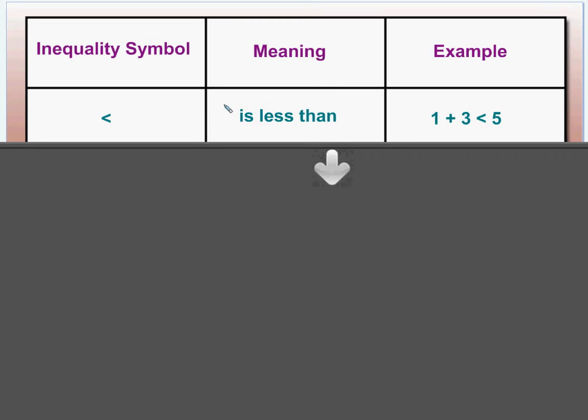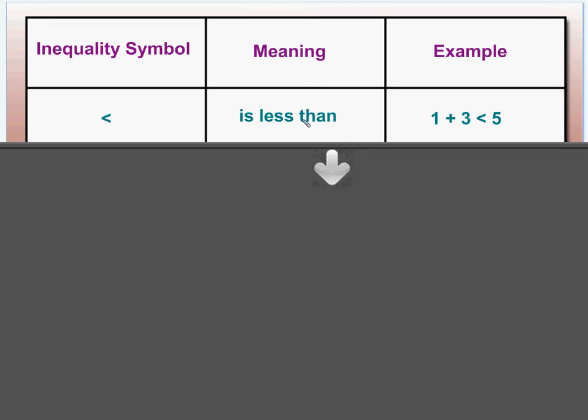I know some people, if you think back to elementary school, when you first learned this, you make these into little alligators, and then you'd say, let's give this guy an eyeball, and then you'd say, well, what number is the alligator going to eat? Well, I'm not going to say that anymore, okay? We're not going to use those words. We're not going to say the alligator is going to eat the 5 over here. We are going to say 1 plus 3 is less than 5.